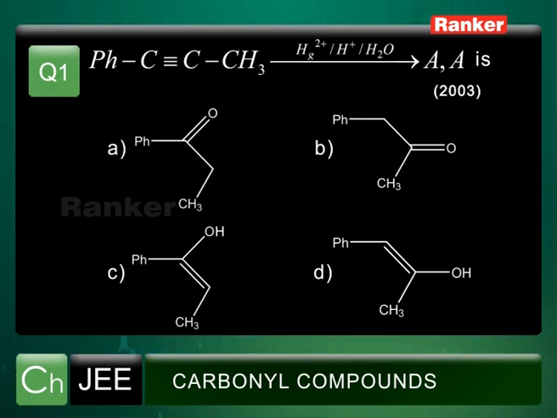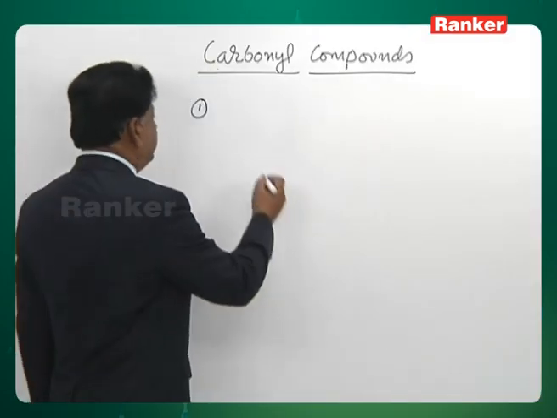It is actually a hydration reaction. So it gives A, and the products are given here: a phenyl with a keto and CH2CH3, a phenyl CH2 with COCH3, a phenyl with OH and ene with a CH3, and phenyl with double bond OH and CH3. Now, let us see the concept of what is happening here.